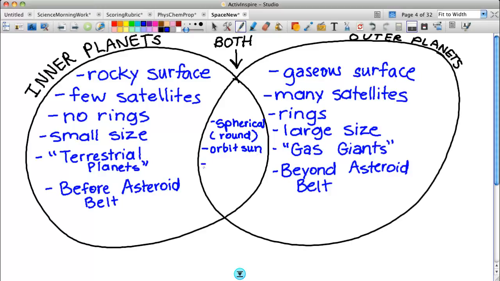What was the third thing? The thing Pluto didn't do? Cleared its neighborhood. They all clear their neighborhoods. They have enough gravity that there's nothing really big nearby that's not orbiting them or being pulled to them. So they all clear their neighborhood.